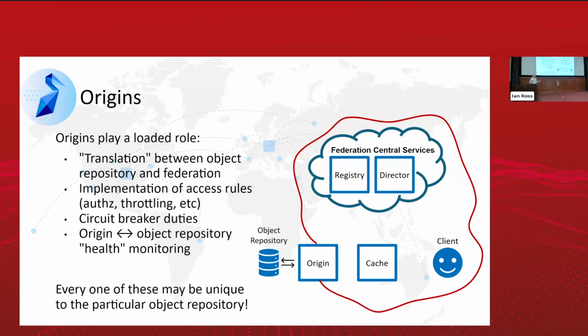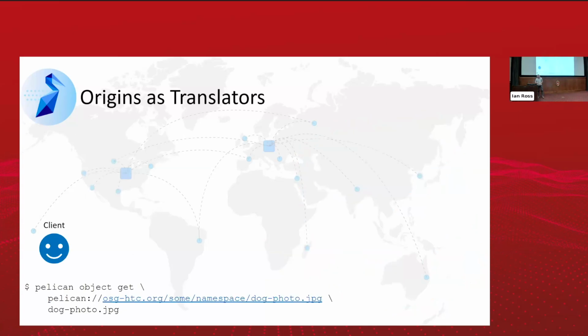So when we want to create new backends for the Pelican Origin, we have to think about all these things and what it means to do each of these for the particular storage technology we're targeting. Okay, so I mentioned that origins act as translators. What do I mean by that?